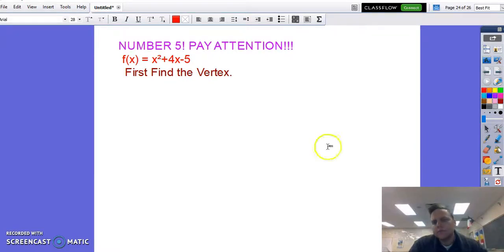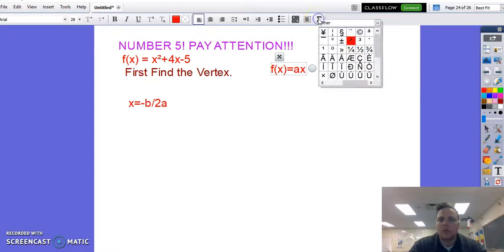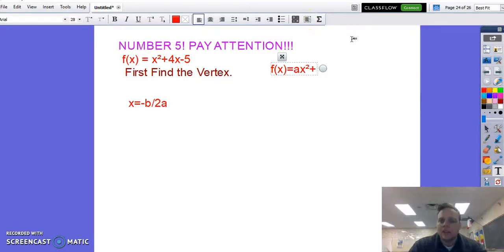To find the x value of the vertex, it is negative b divided by 2a. That's what it is. Negative b divided by 2a. It's just a fraction. B is the number next to x because it all comes from this idea right here. F of x is equal to ax squared plus bx plus c. That's the general standard form.